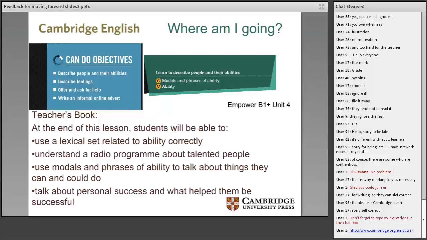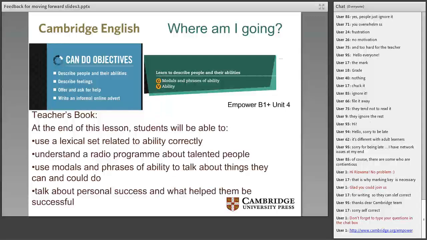Anyway, at the beginning of the unit, you can see these can-do objectives. I don't know if it's a bit small, so I'll read them. Describe people and their abilities, describe feelings, offer and ask for help, write an informal online advert. So they know the things that they should be able to do by the end of the unit. And then they go to the first lesson. Remember, the first thing was describe people and their abilities.